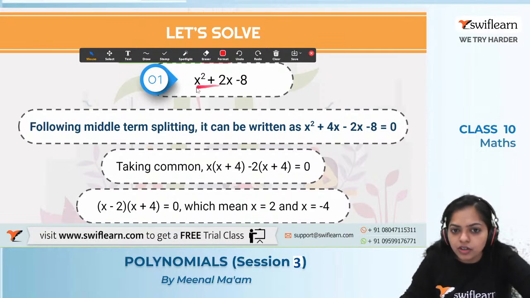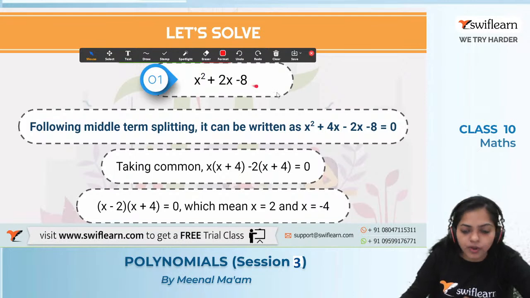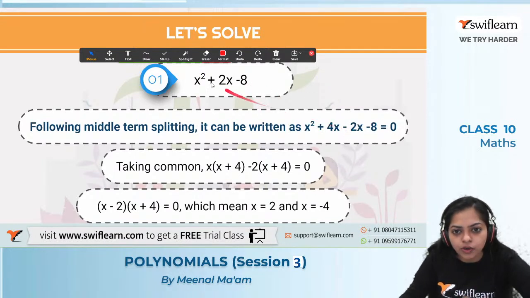So let's have a look at how we have to split this middle term. We have to take the multiplication of the coefficient of x square and the constant term. So the product of the coefficient of x square and the constant term is minus 8 x square. So if I take the two factors of 8 as 4 and 2, will I get 2 as the addition? Yes. So x square plus 4x minus 2x minus 8 is equal to 0.